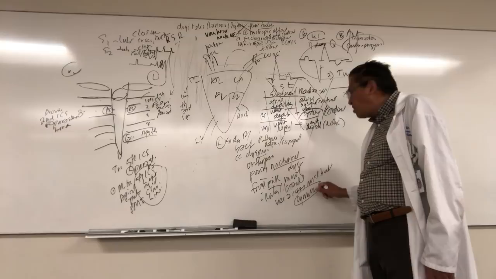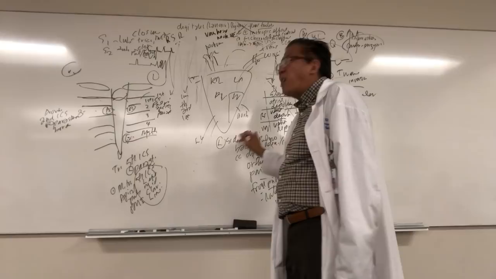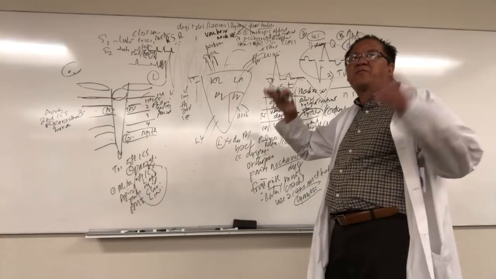Now, that's backward failure. Now, forward failure, you can just read the book. It says that there's not enough blood with decreased cardiac output. It affects your blood pressure and other organs, like the kidney; it goes into kidney failure.